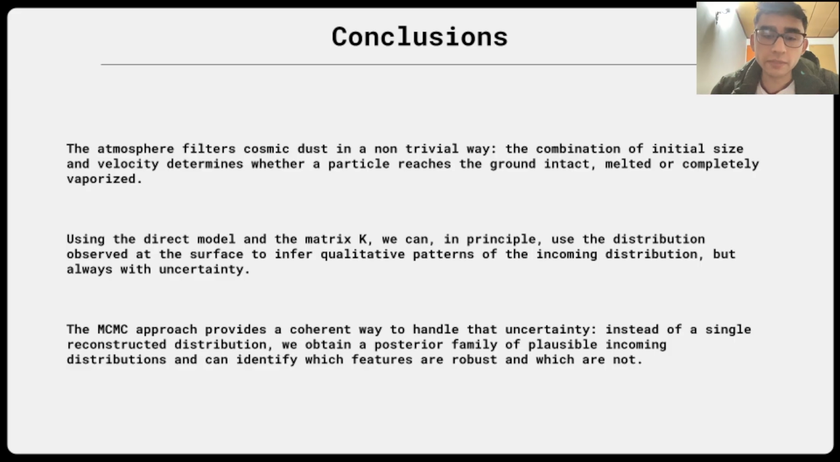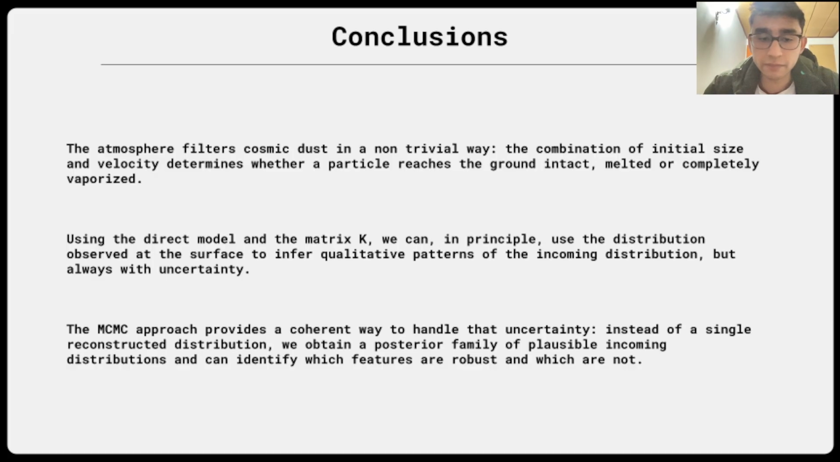Finally, to wrap up, our main takeaway is that the atmosphere is a strong nonlinear filter for cosmic dust. The combination of initial radius and velocity really decides whether a grain reaches the ground intact, melted, or gets completely vaporized on the way down. Using the direct model and the pre-computed matrix K, we can go the other way. From an observed surface distribution, we can infer qualitative patterns of the incoming flux, for example, which sizes and speeds are likely over- or underrepresented, but always with some uncertainty.